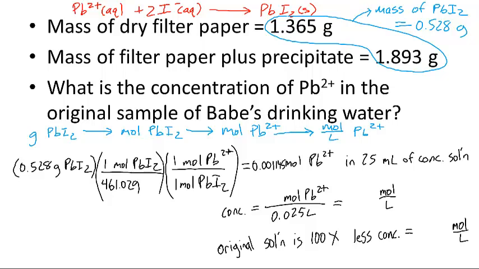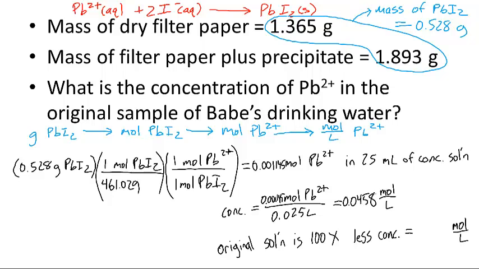So to get the concentration, I would take my 0.001145 moles of Pb2+ and divide by the volume, which was 0.025 liters. And that gives me what concentration? 0.0... There's another zero in there, isn't there? 0.0458 moles per liter. All right.